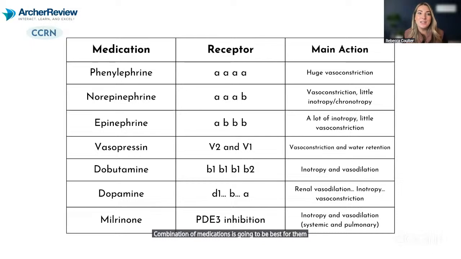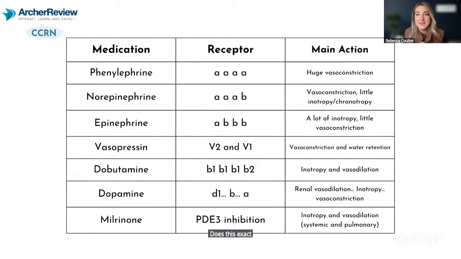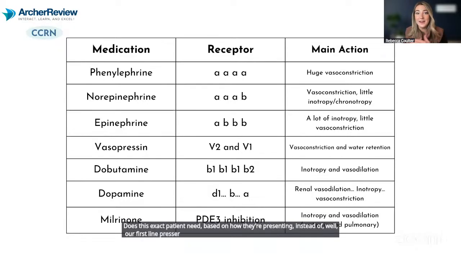But I like to really be thoughtful, obviously working as a team with the providers and pharmacy, on what this exact patient needs based on how they're presenting, instead of, well, our first line pressor is Levophed or norepinephrine, and our second line is vasopressin, and we're just going to go down this line.